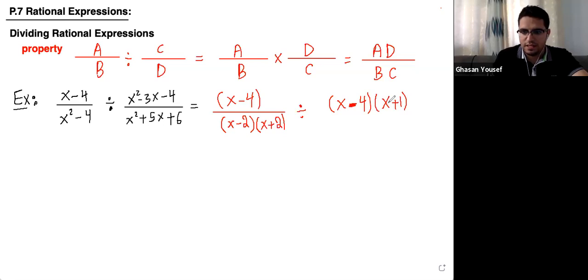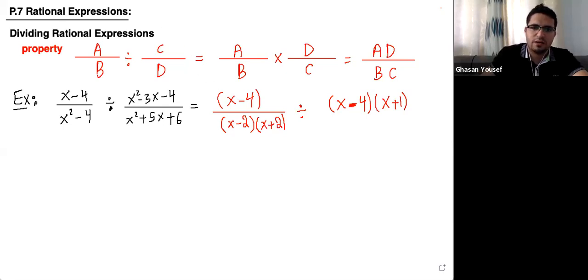Mohsen said x plus 4 and x minus 1. This will not work, because 4 and minus 1 multiply to minus 4, but their sum is plus 3, which is not the same as minus 3, the number in the middle. So this will not work, Mohsen.